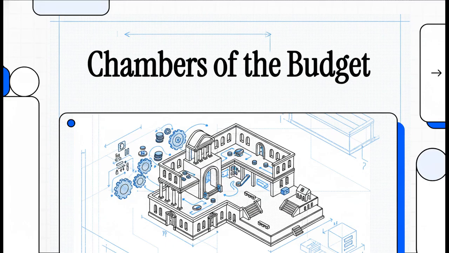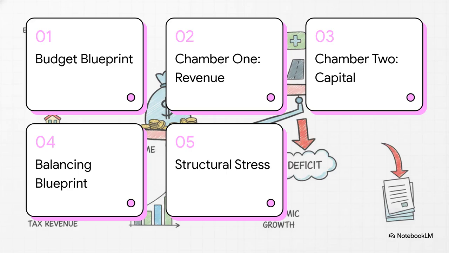If government finances usually make your eyes glaze over, stick with me, because we're going to fix that right now. By using a master blueprint and visualizing the whole economy as a giant isometric building assembly, it's going to completely change how you see economics. Let's get building. Here is the structural blueprint we'll be following today.